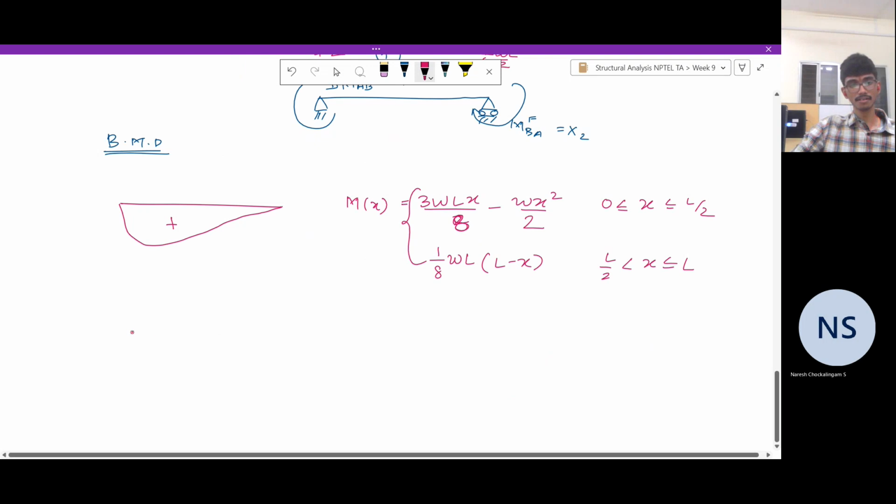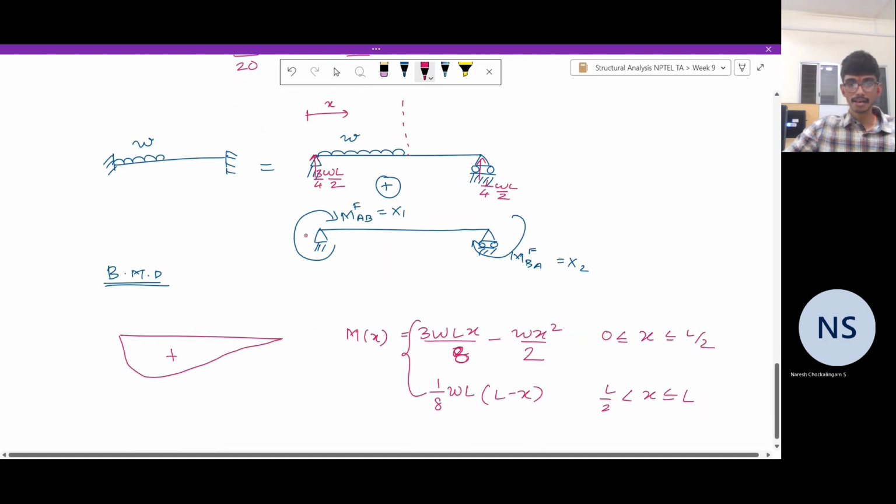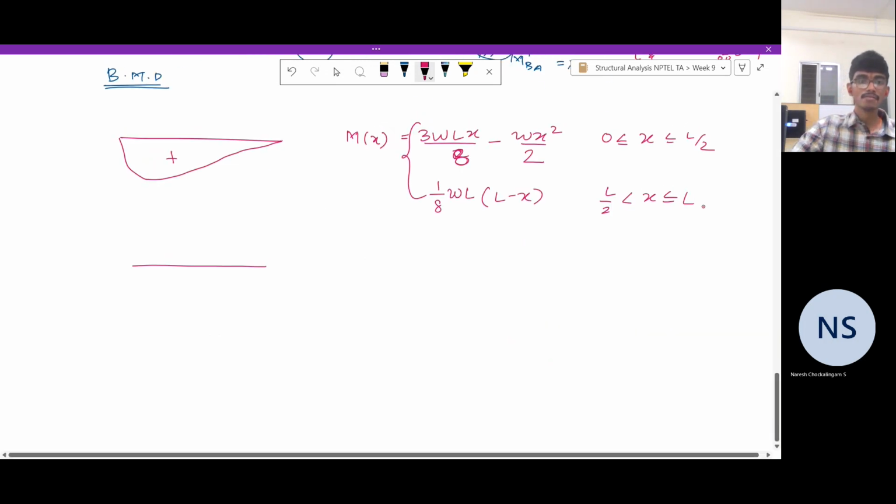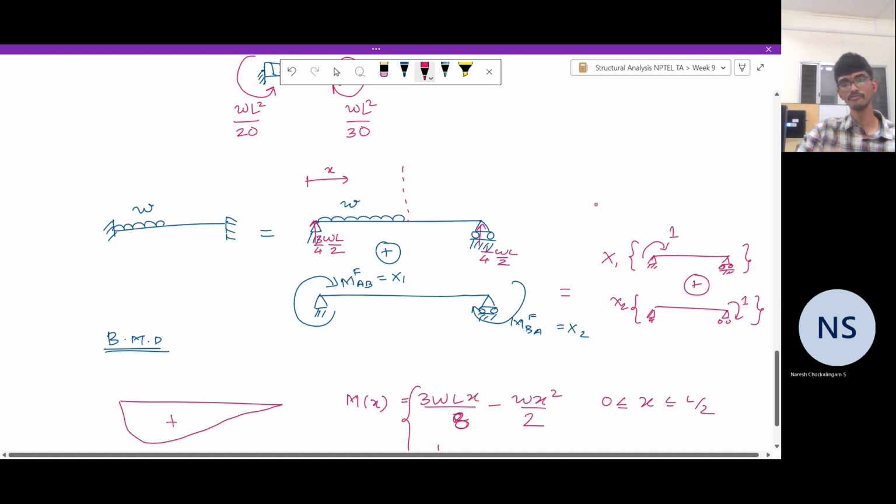What is that for the? This itself is equal to x1 times this structure plus x2 times this structure. So for the redundant structure one, the bending moment diagram is very simple. We have an applied moment of 1 here. So there will be equal and opposite reactions, 1 by L and 1 by L.